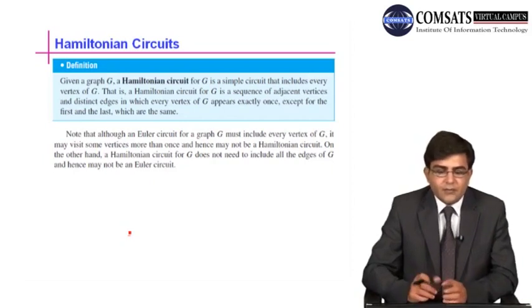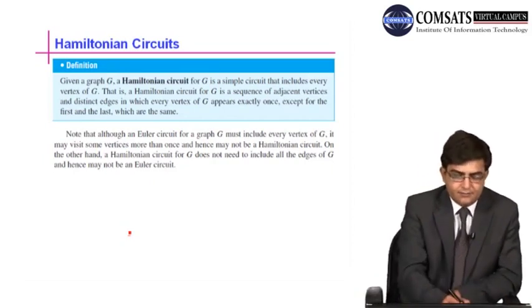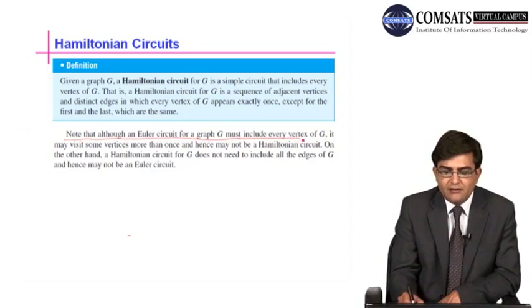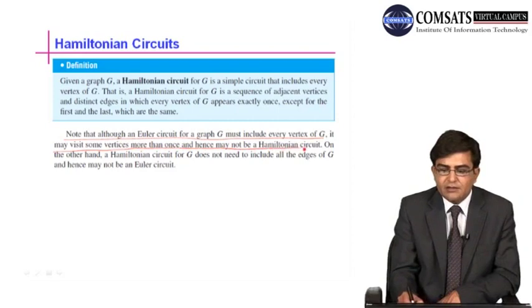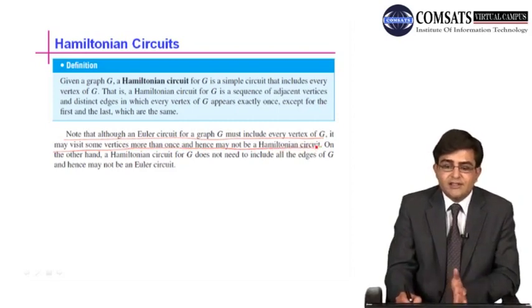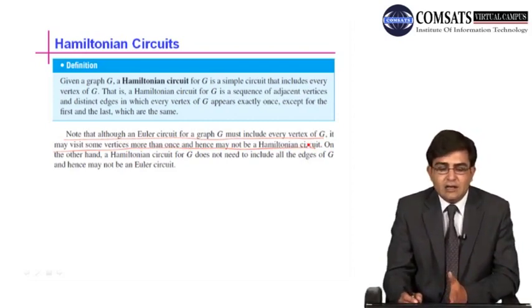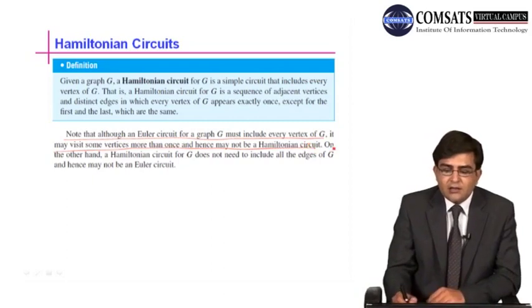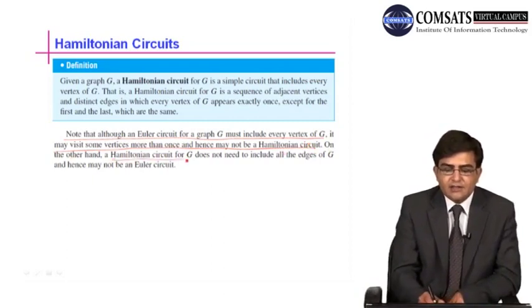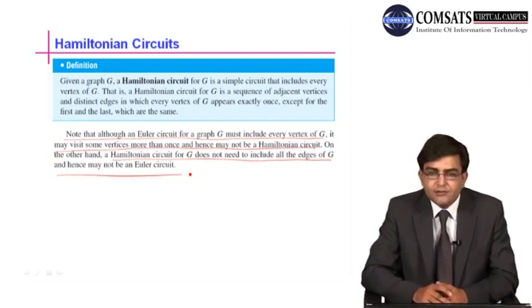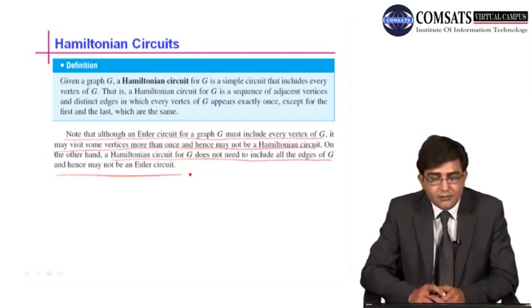so here you can see that, note that although an Euler circuit for a graph G must include every vertex of G, it may visit some vertices more than once and hence may not be a Hamiltonian circuit. So it's not necessary that every Euler circuit is Hamiltonian and every Hamiltonian circuit is an Euler circuit. On the other hand, a Hamiltonian circuit for G doesn't need to include all the edges of G and hence may not be an Euler circuit. So either of the two may not be same.